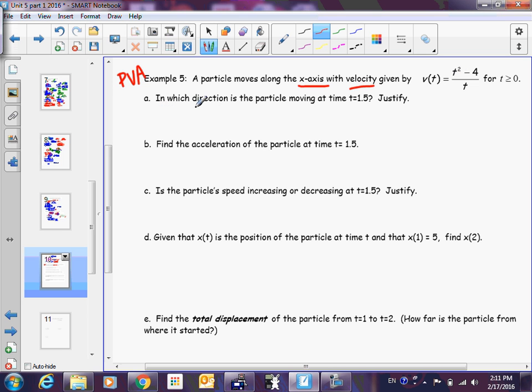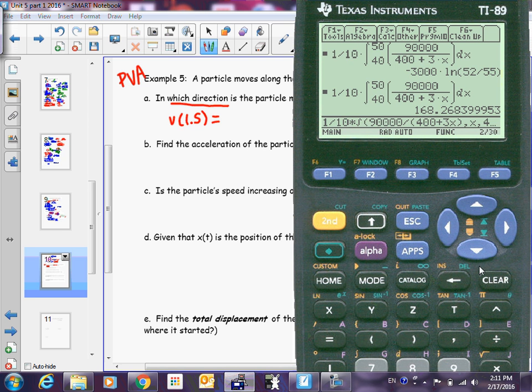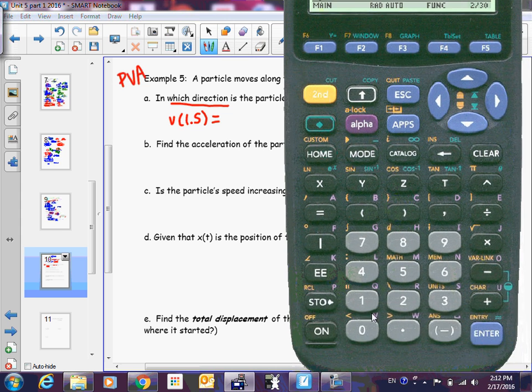So on A, it doesn't really ask us about any of those things. It says which direction. So position, velocity, or acceleration. Which thing tells us the direction of a particle? Velocity, which is what they give us. So we just need to evaluate velocity at 1.5. And you don't have to show the actual typing in of 1.5. You can. You do need to make sure that you're using parentheses wisely.